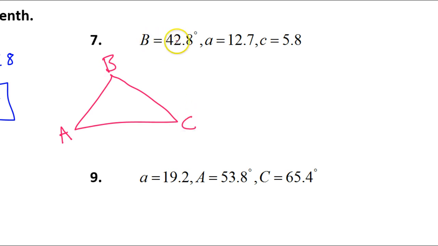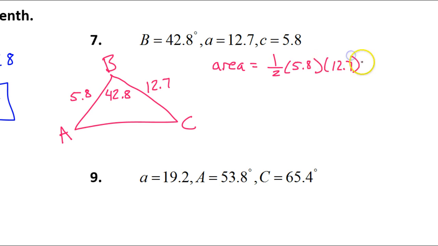okay, and here we have angle B is 42.8, and then lowercase a here, side A, is always across from angle A, so this would be my 12.7, across from angle A. Side C has to be across from angle C, so the 5.8 goes here. And like I said, you see that we have two sides and the included angle. Anytime you have two sides and the included angle, the area is going to be 1/2 one side times the other side times the sine of the included angle.